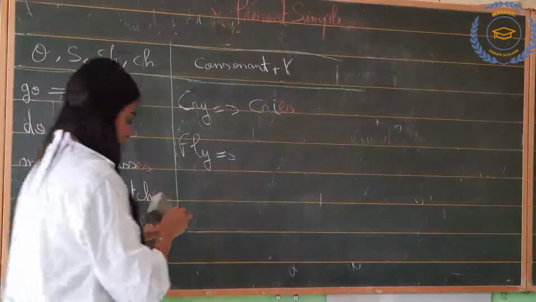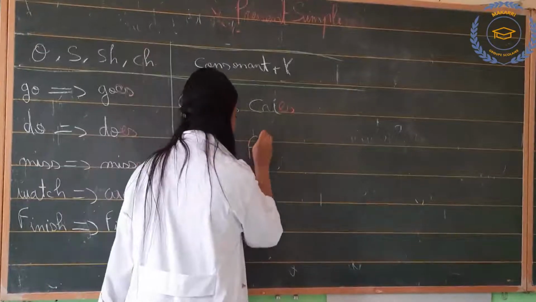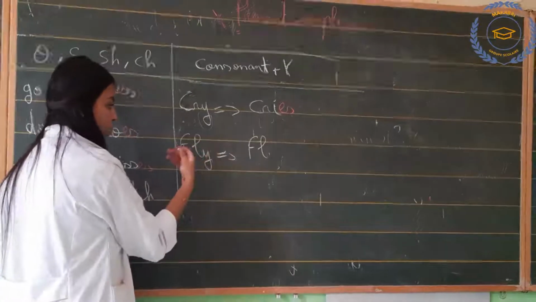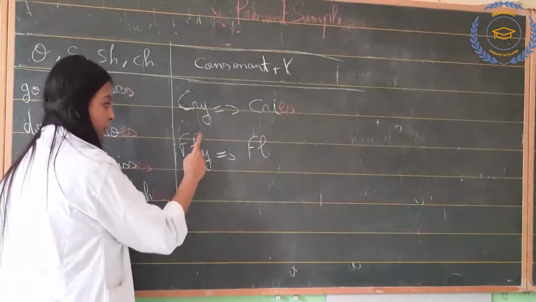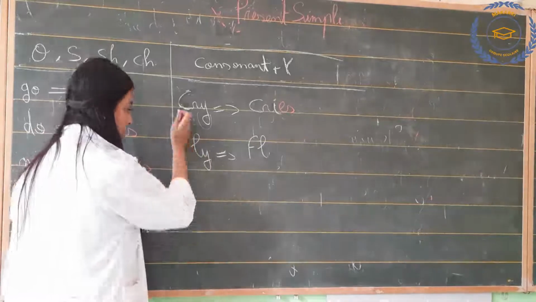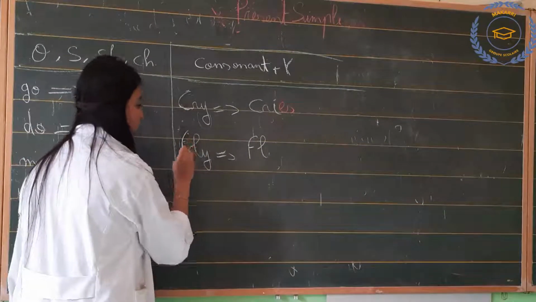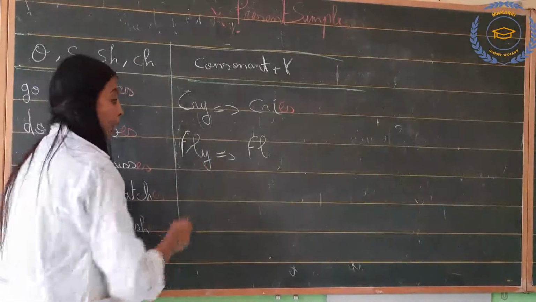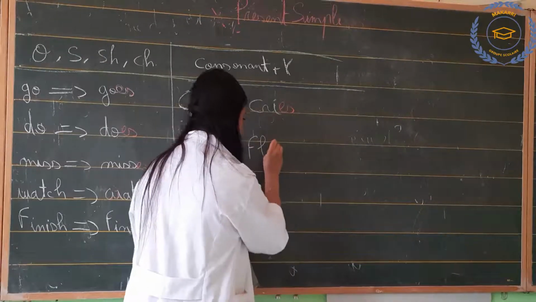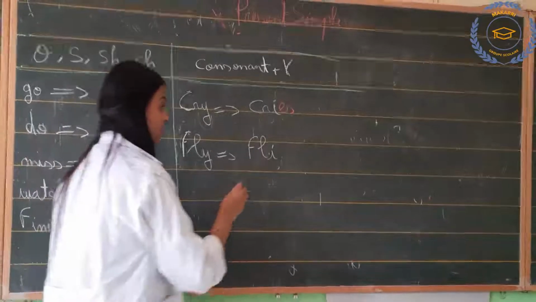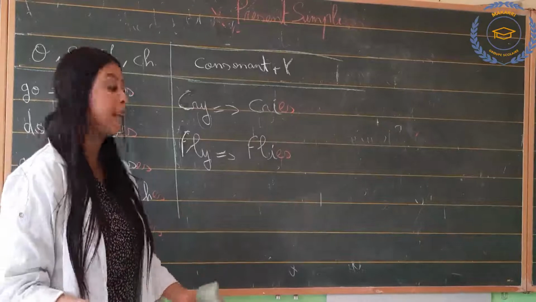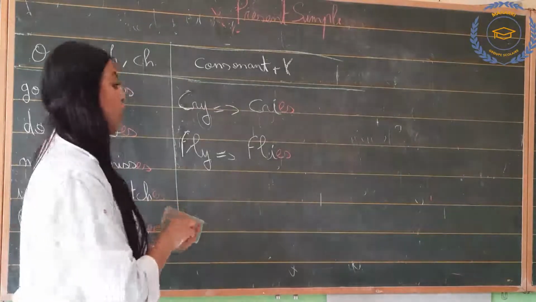Fly. Also, fly: here we have y, and before y we have a consonant, l. Y is preceded by a consonant. Fly. So the y becomes i, and then we add es. I fly, you fly, he flies, she flies.